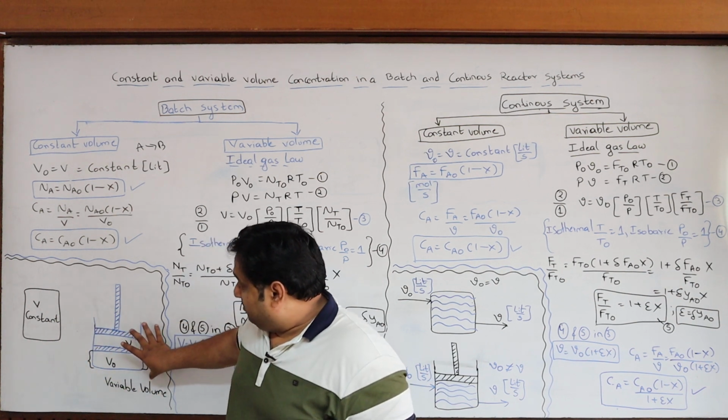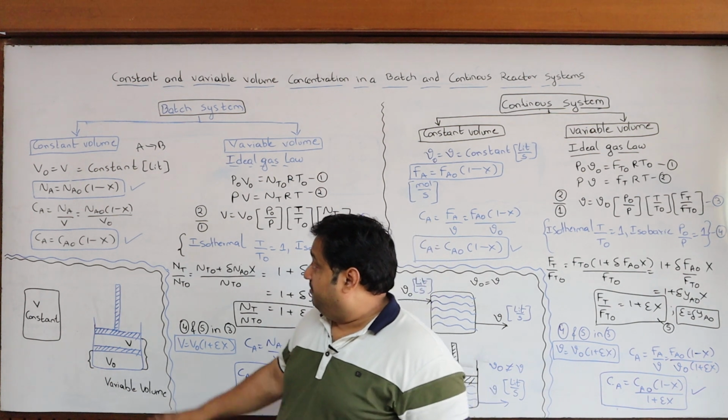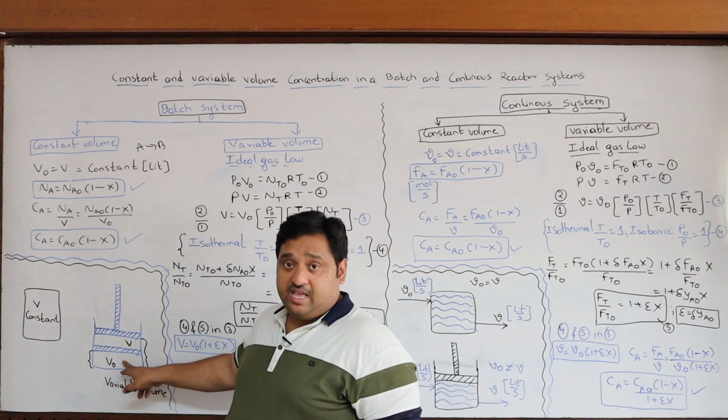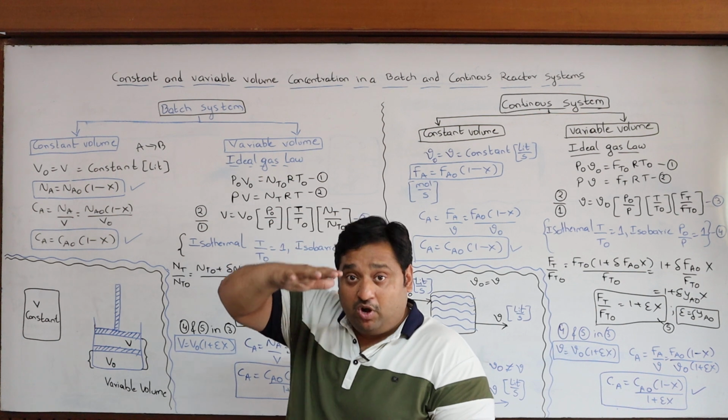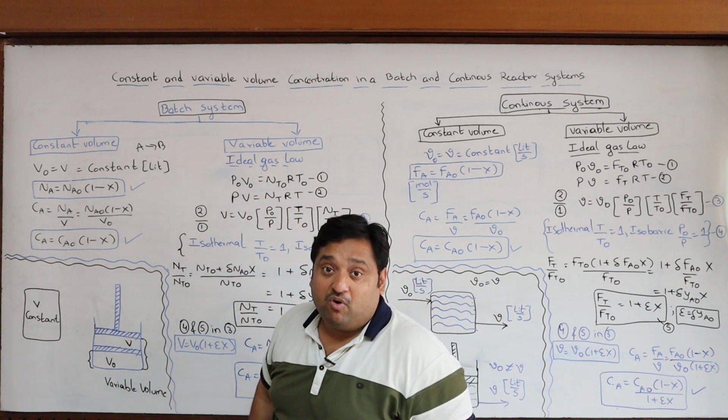And that is for constant volume. If the volume is varying, that means you are allowing the volume of the reactor to compress and expand, then it comes under the variable volume reactors.